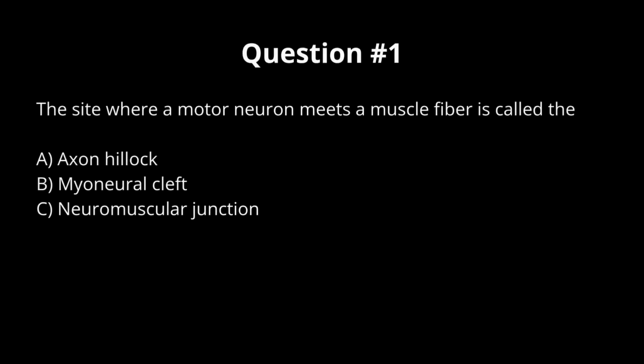Question number 1. The site where a motor neuron meets a muscle fiber is called the A. Axon hillock, B. Myoneural cleft, C. Neuromuscular junction. The correct answer is C. The site where a motor neuron meets a muscle fiber is called the neuromuscular junction. It is the specialized synapse where a motor neuron communicates with a muscle fiber through the release of acetylcholine.